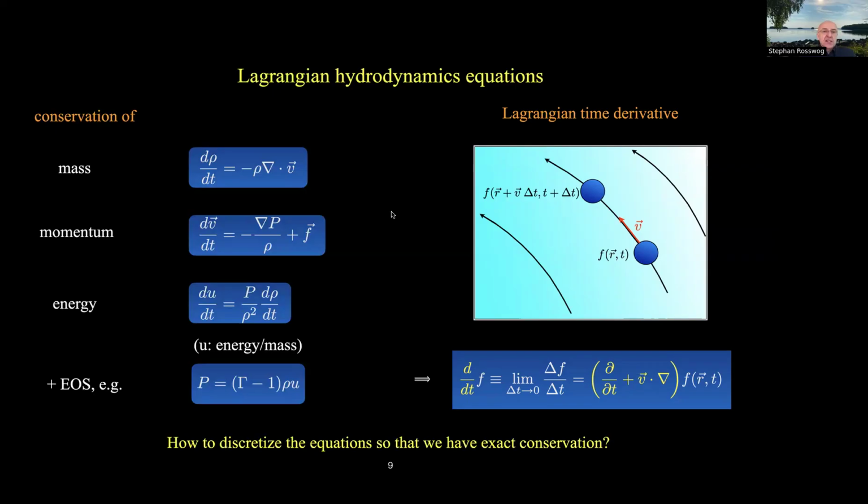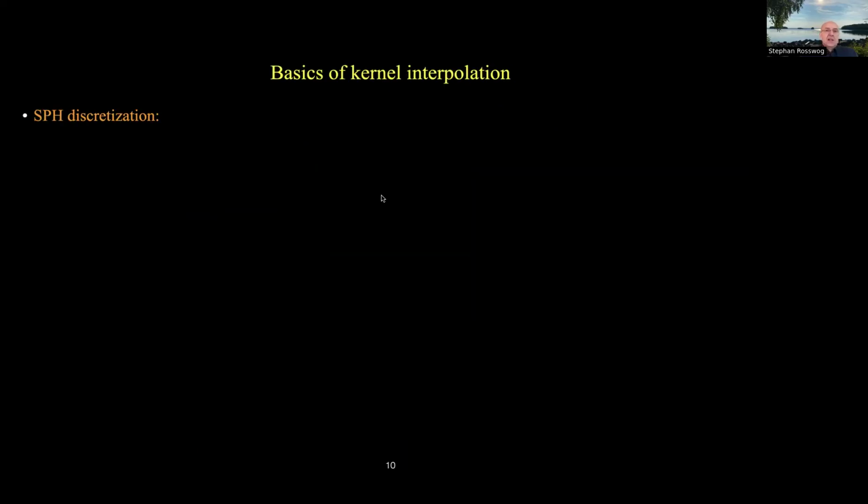Yes. So now the question is, well, if these are the equations that we try to solve, how can we do this so that hopefully we get exact conservation? So for that, we need a little bit of kernel interpolation. And what you normally do to get to a discretized SPH evolution equation set, you start with an integral kernel smoothing. And then at some point, you have to translate the integrals into sums. And then you need particle volume elements here.